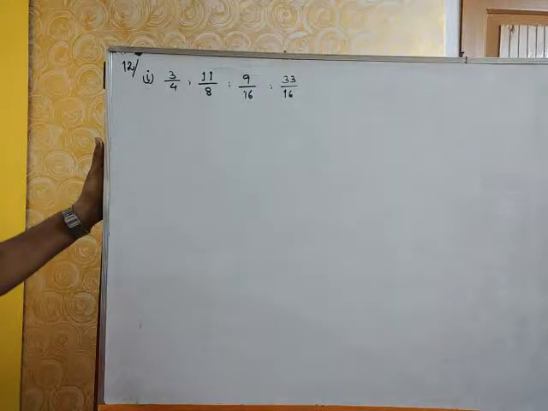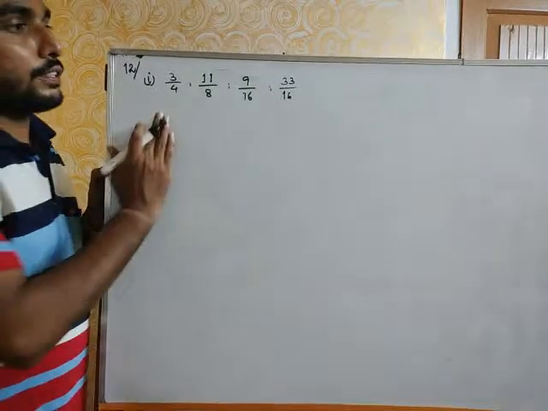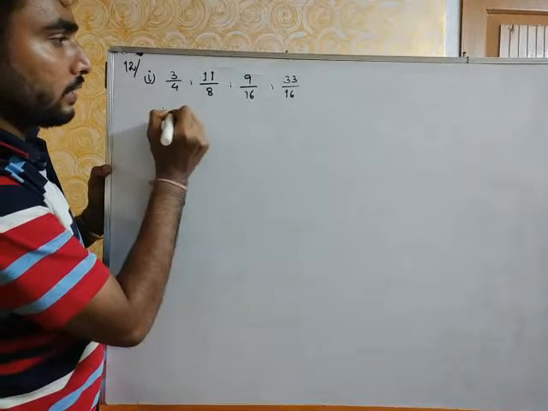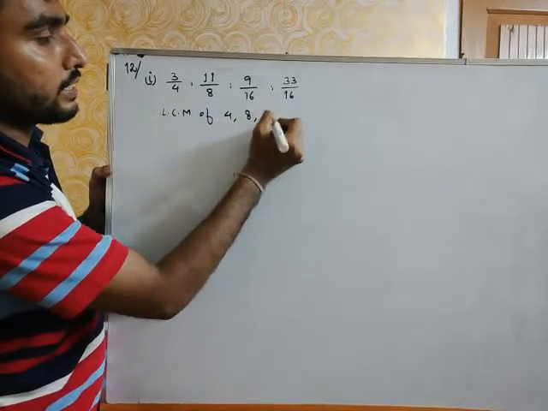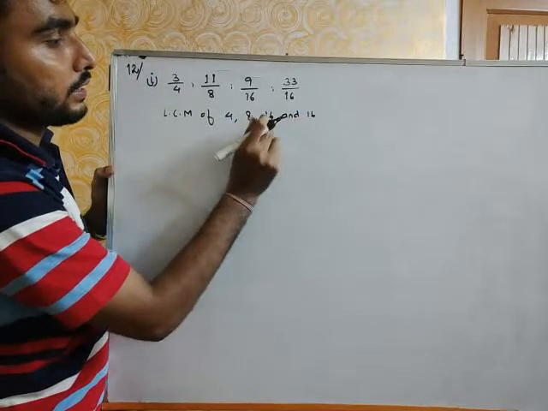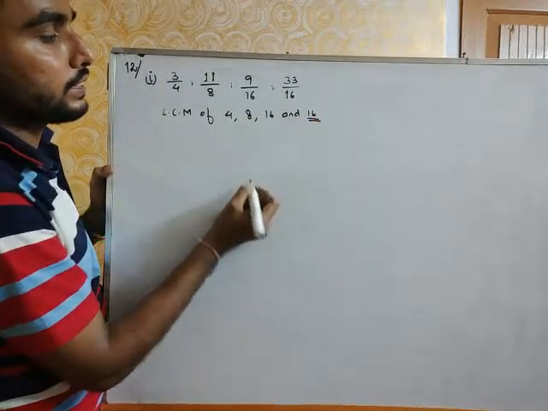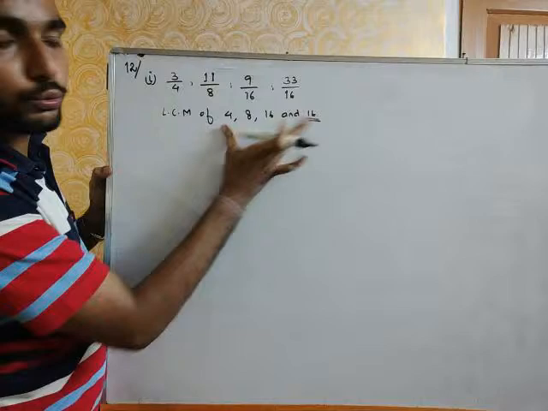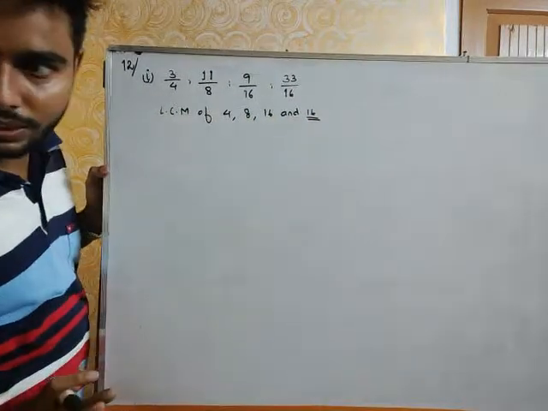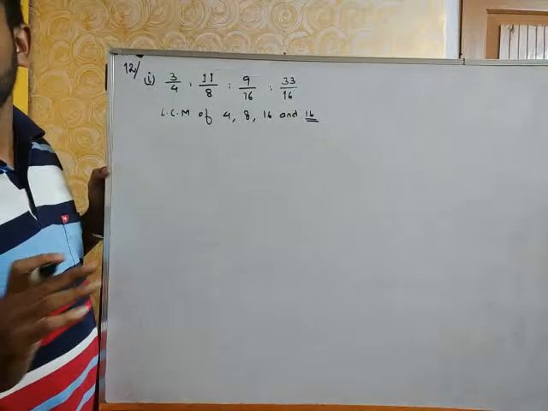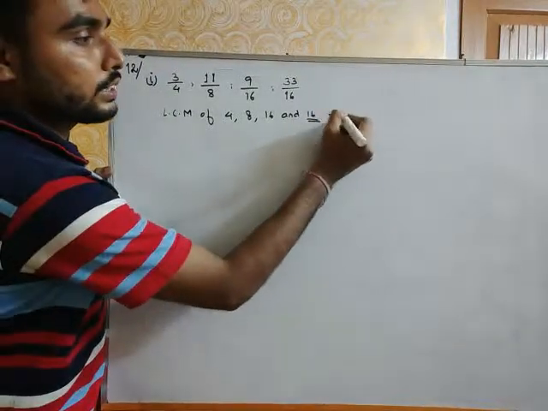So this is the question. Again, here you can see all are positive. LCM of 4, 8, 16, and 16. Which is the greatest number? 16. In the table of 4, you can see 16 4 times. In the table of 8, 2 times. In the table of 16, 1 time. In the table of 16, 1 time. So LCM will be 16 only. So LCM is equal to 16.